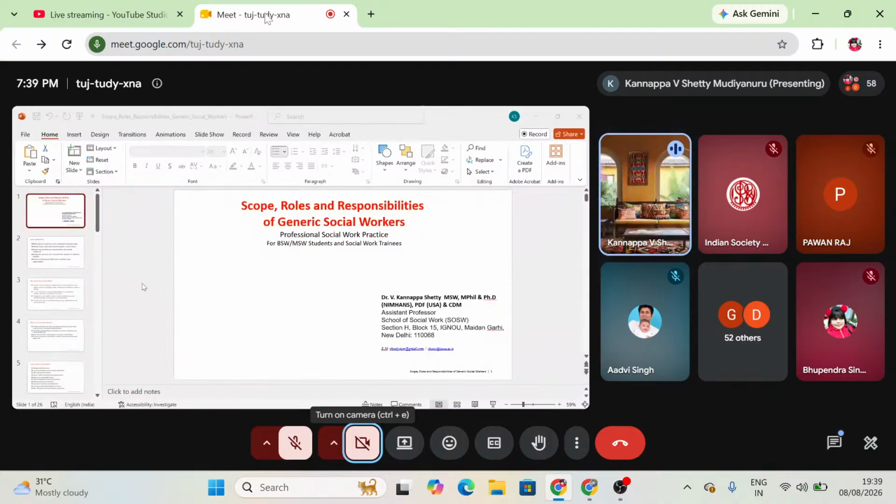As you are aware, I am Kannappa Shetty, faculty in the School of Social Work, New Delhi. Let me briefly give you the scope, roles and responsibility of generic social workers, and predominantly for BSW, MSW, and some certificate with social work degrees. So we can have a brief discussion. I will give you a brief orientation. Later, we can have discussion as well.